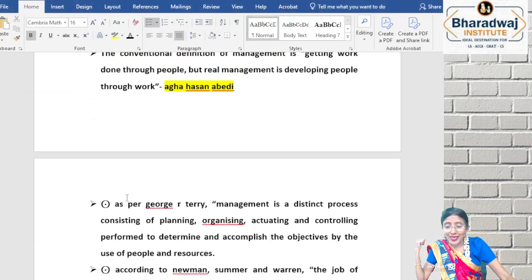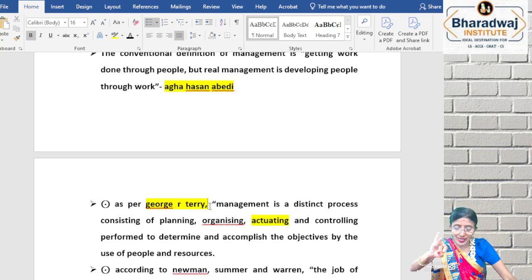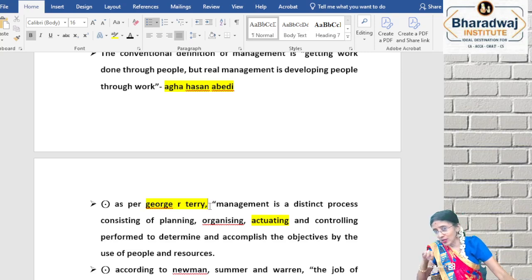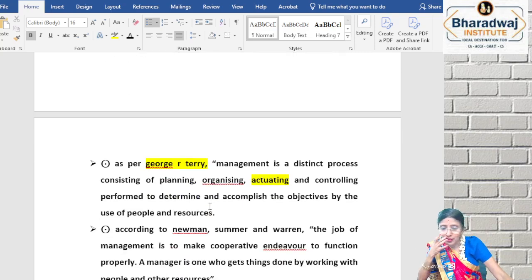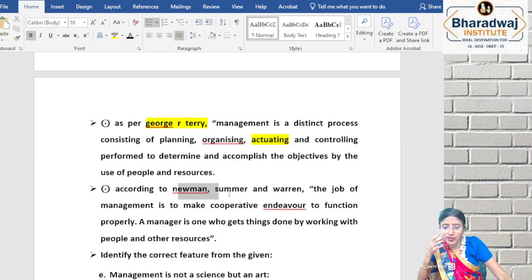Then as per George Terry, it is George Terry who included actuating. In other elements of management, you didn't have that, no? Here he says planning, organizing, actuating, and controlling. If it is planning, organizing, controlling, Ralph C. Davis. Reporting, budgeting, Luther Gulick. Commanding, coordinating, Fayol. See how much you should study here. Will you be prepared mentally for all this? Look at the names of 3 experts.